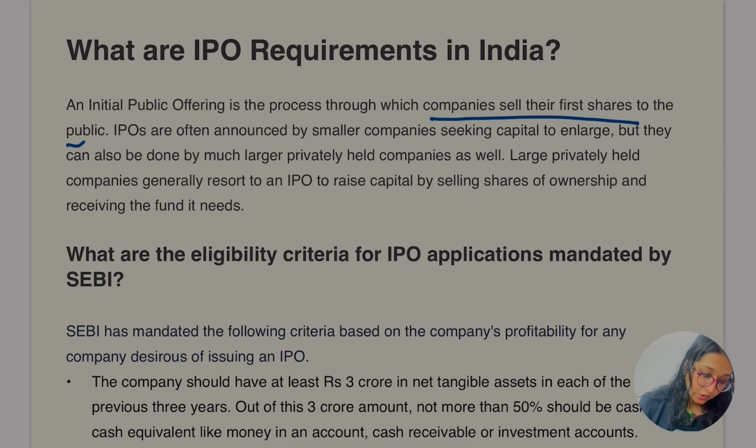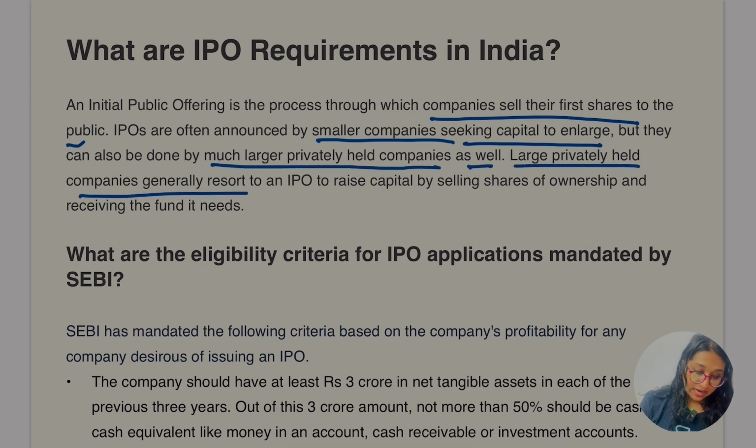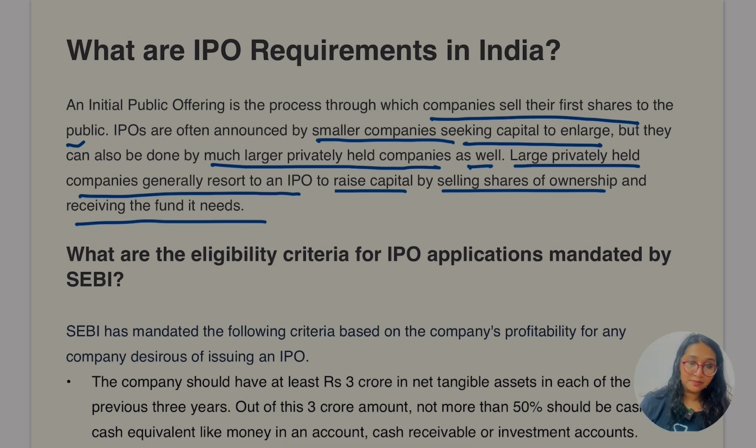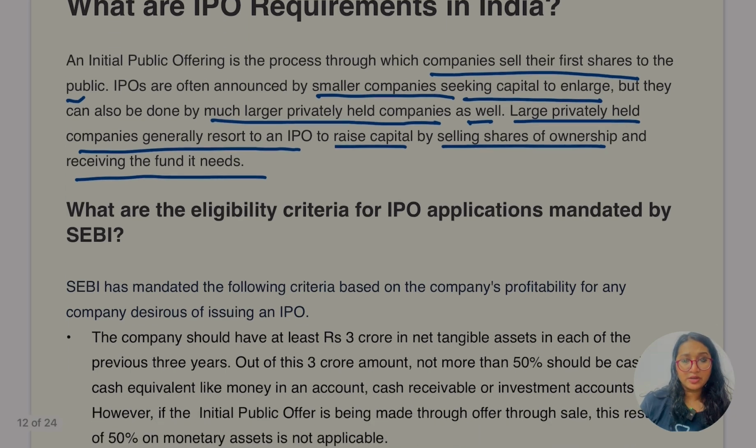IPOs are often announced by smaller companies seeking capital to expand. We know this, but they can also be done by much larger privately held companies. Large privately held companies generally resort to an IPO to raise capital by selling shares of their ownership and receiving the funds when needed. So basically this is done mostly by the smaller companies, but larger private companies can also go for this when they really need to raise capital.